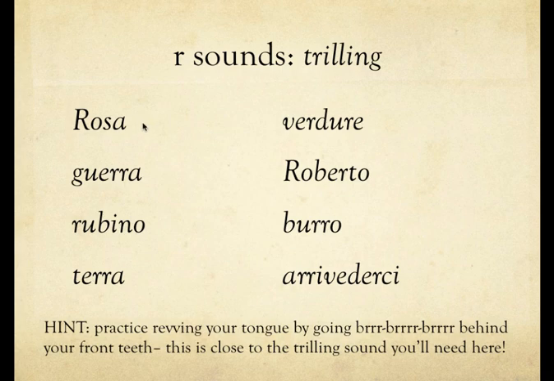Rosa, you hear that r, rosa. Guerra, rubino, terra, verdure. Listen to this one again. The first one is trilling, the other one is tapped. Verdure. Hear the difference between those two? Roberto. These are both rolled. Roberto. Burro. Arrivederci. Those are both rolled as well. Arrivederci. Okay, now let's say those words again and give an English equivalent.